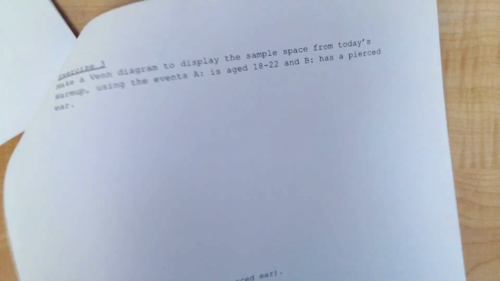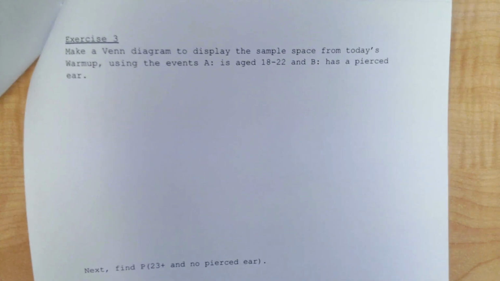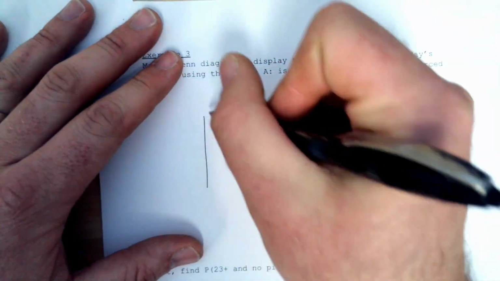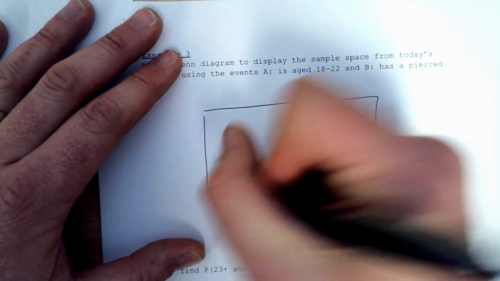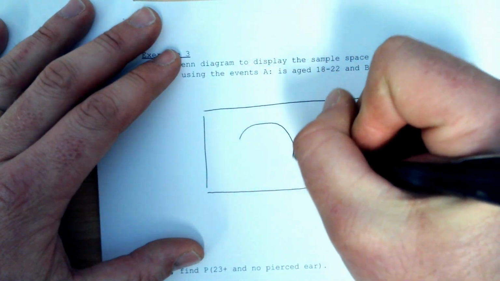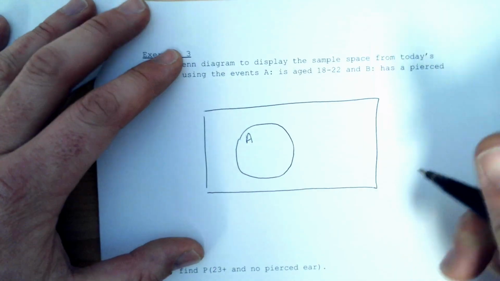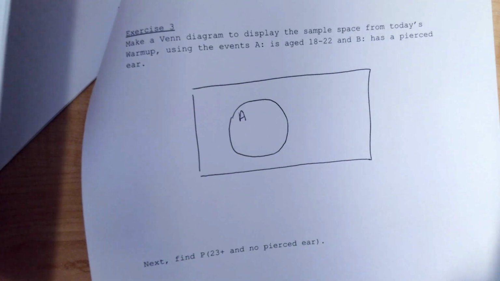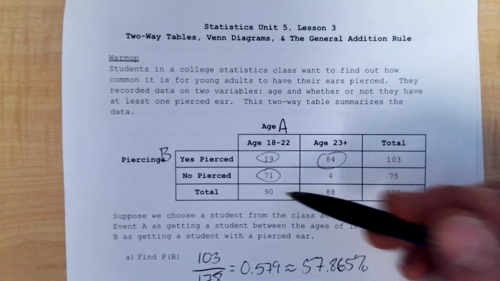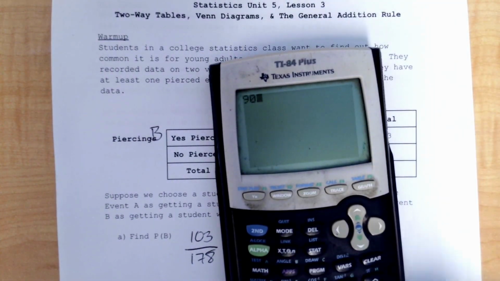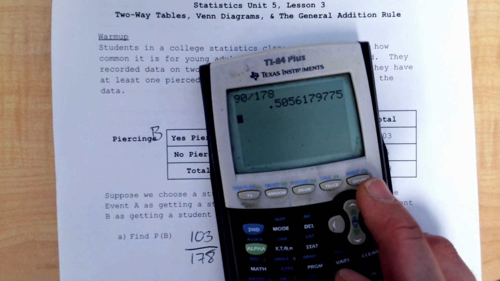Then finally, let's make a Venn diagram to display the sample space from today's warm-up, using the events A is there between 18 and 22, and B has a pierced ear. A, remember you need to get the whole space, so that's the rectangle. So people aged 18 to 22 was a total of 90 out of 178, or 0.506.